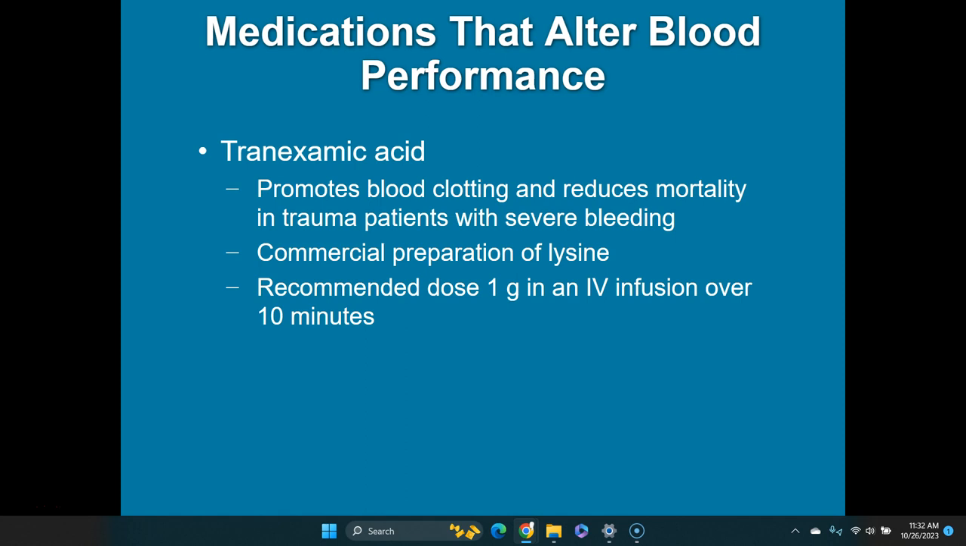The military uses a higher dose. They'll give 1 gram IV push and then they'll hang another gram over 10 minutes. That is probably going to come to the civilian EMS world pretty quickly. It's what I prefer to do whenever I have to give TXA. I can call online med control and say, hey, this is what I've got, this is what I've given. Can I go ahead and give a second gram of TXA?